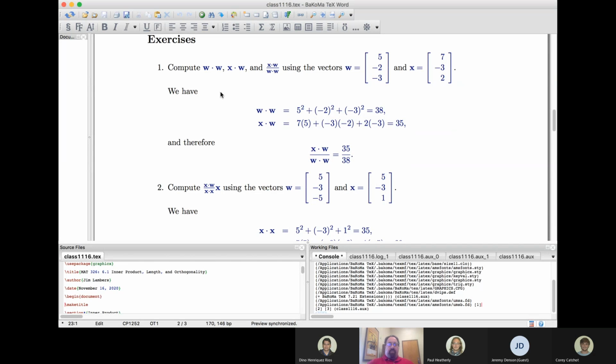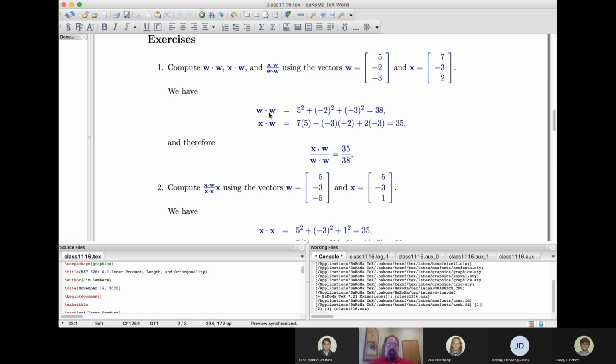So now as we get into the problems, here we're given two vectors, w and x. Let's ask for these two inner products, and then this ratio of them, which will come directly from these. And this will relate to projecting a vector onto another, which we'll see in the next problem.